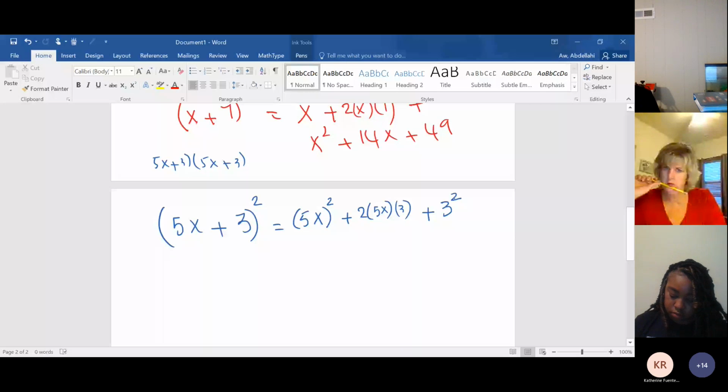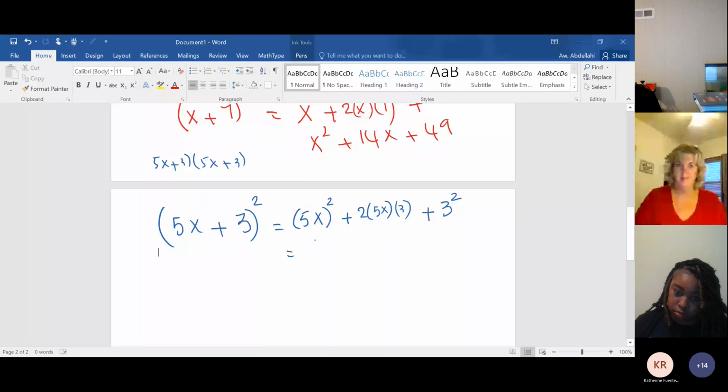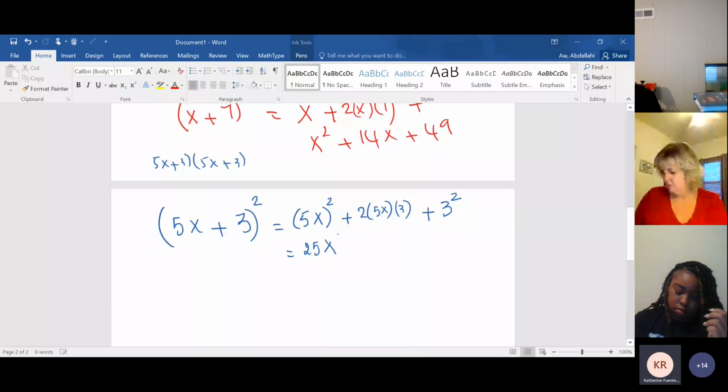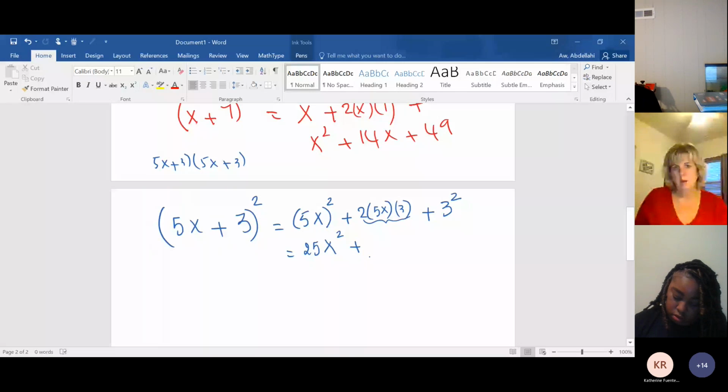That's it. Now you always have to make that explicit. (5x) all squared. Who can tell me when we remove the parentheses, it's going to become what? 25x squared. Exactly, 25x squared. Don't forget the squared. The middle one, how much is it going to become? 30x. Thank you. Plus the last one is 9.